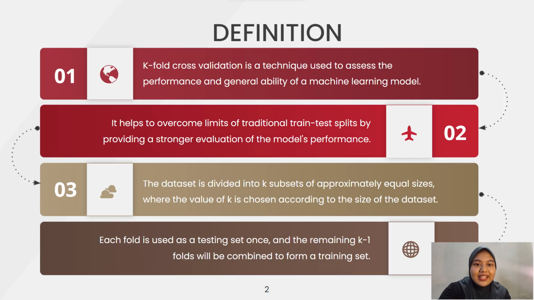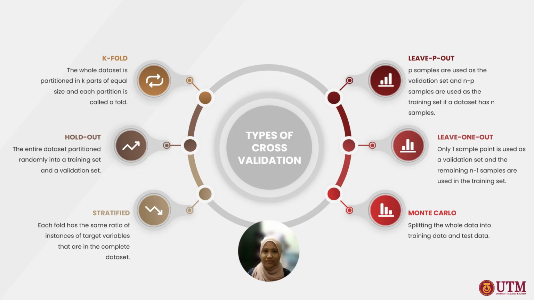K-fold cross-validation is a technique used to assess the performance and generalization ability of a machine learning model. It helps to overcome the limits of traditional train-test splits by providing a stronger evaluation of the model's performance. The dataset is divided into k subsets of approximately equal sizes, where the value of k is chosen according to the size of the dataset. Each fold is used as a testing set once, and the remaining k-1 folds are combined to form a training set. Moving on, we have 6 types of cross-validation.